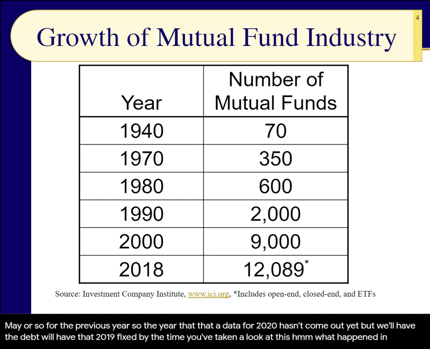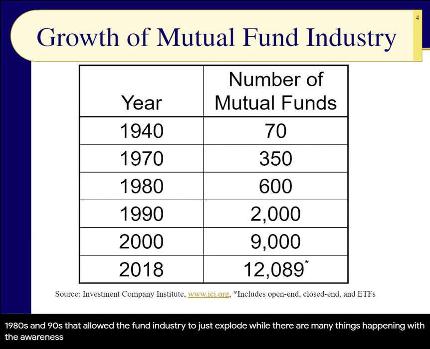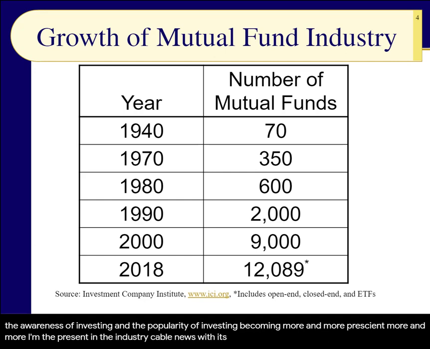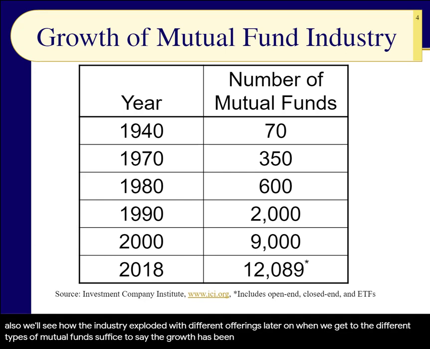What happened in the 1980s and 90s that allowed the fund industry to just explode? Well, there were many things happening with the awareness of investing and the popularity of investing becoming more and more omnipresent in the industry. Cable news with its 24-hour financial channels and the like. And also we'll see how the industry exploded with different offerings later on when we get to the different types of mutual funds. Suffice to say, the growth has been exponential.